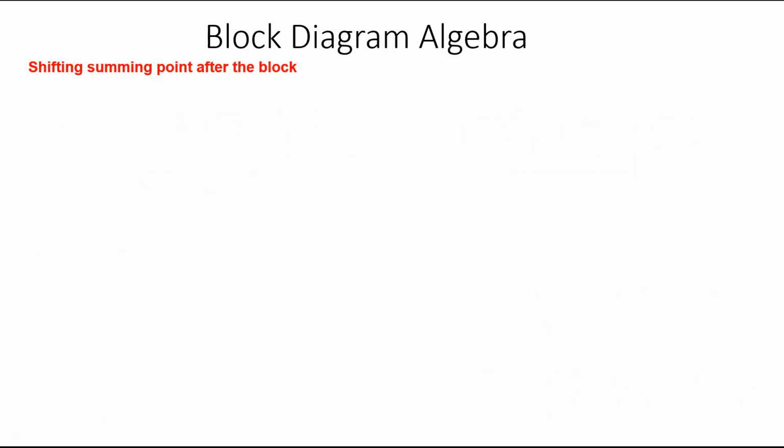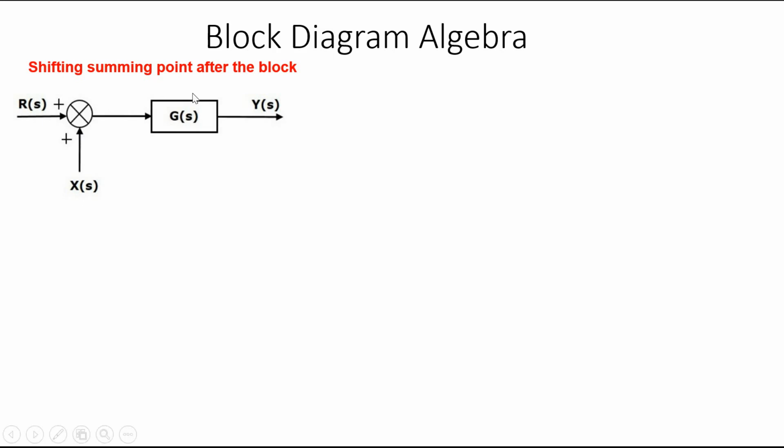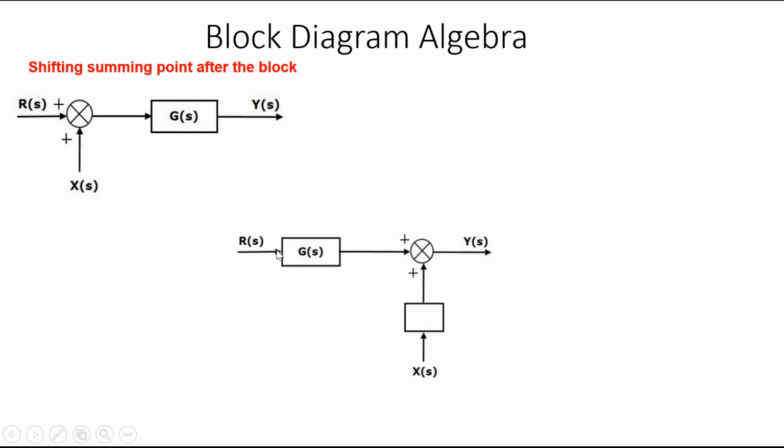Next one is shifting the summing point after the block. In some cases, in order to reduce the block diagram, we have to shift the summing point after a block. Here g of s is here, so suppose we want to shift this summing point to this side, like this. At that point, we have to find what to multiply with this x of s. Let it be a of s, and we can find that.